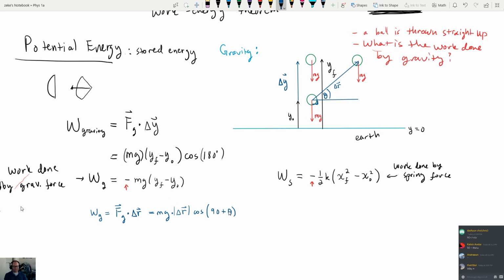So cosine of 90 minus theta is equal to sine of theta, right? But cosine of 90 plus theta, how is that related to sine? Anyone know? I think I know what it is. I'll see if you all know the answer.